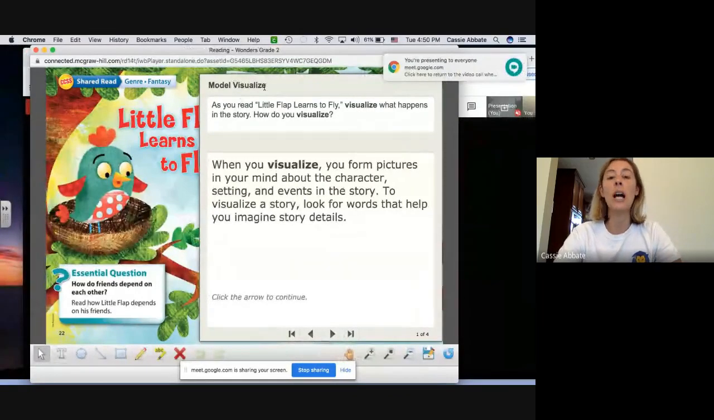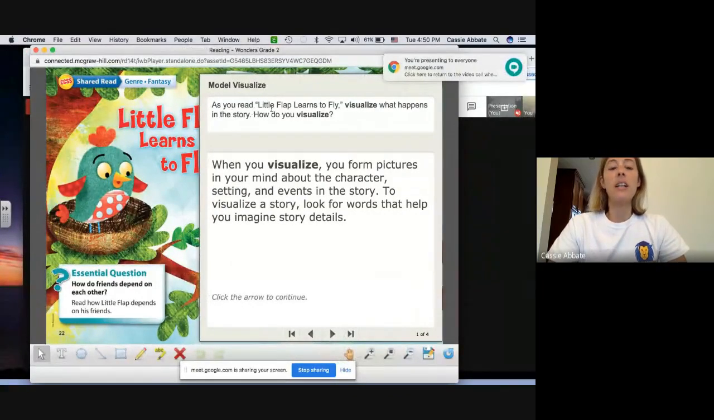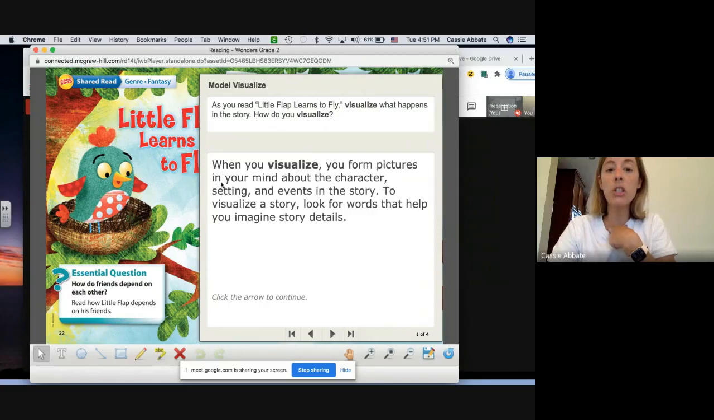So visualize. As you read Little Flap Learns to Fly, visualize what happens in the story. How do you visualize? When you visualize, you form pictures in your mind about the character, the setting, and events in the story. To visualize a story, look for words that help you imagine story details.